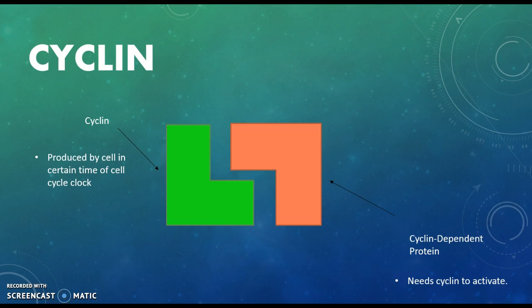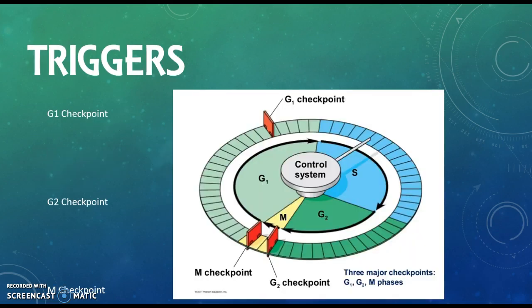Now, cyclin. Cyclin is a protein produced by the cell during a certain time of the cell clock cycle. Going back to here, cyclin is produced during interphase, and its level slowly and steadily rises until it gets to the mitosis, M checkpoint, where it drops off and it goes away.